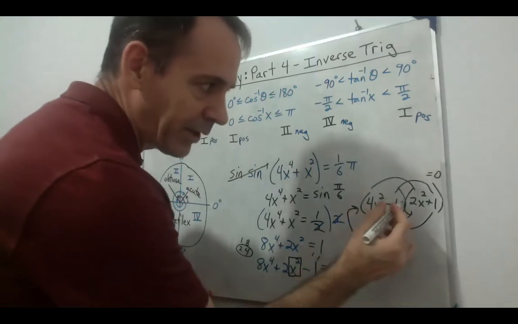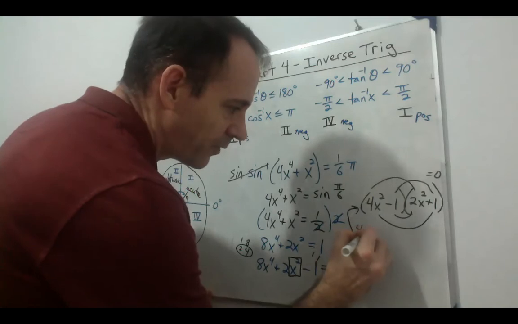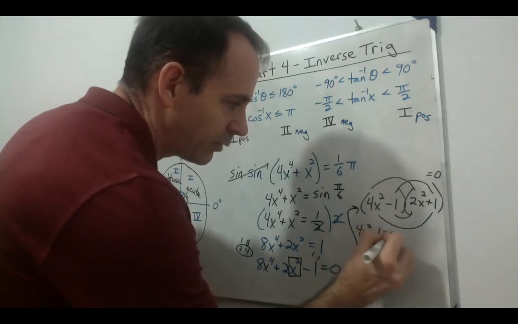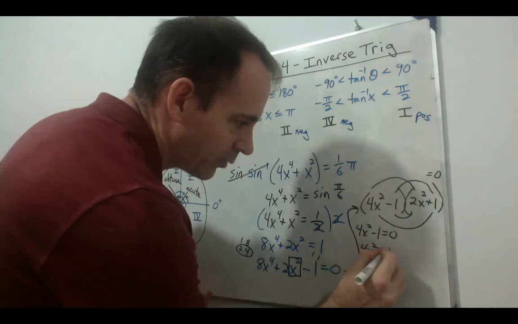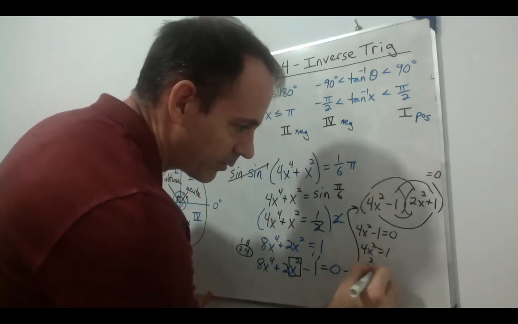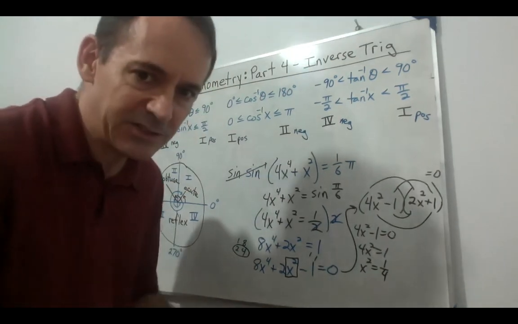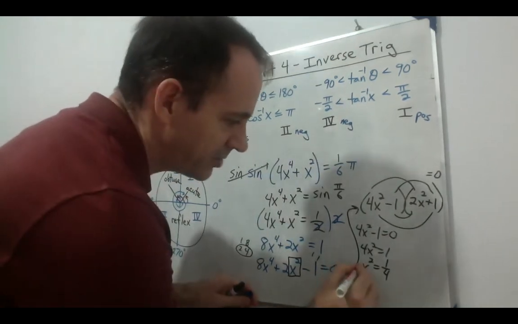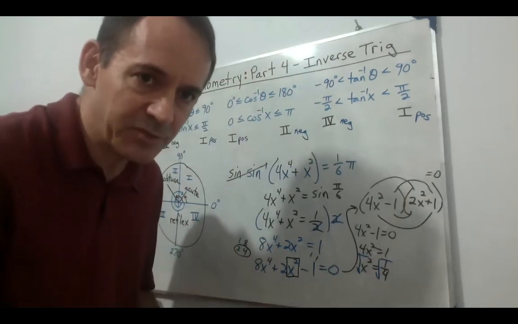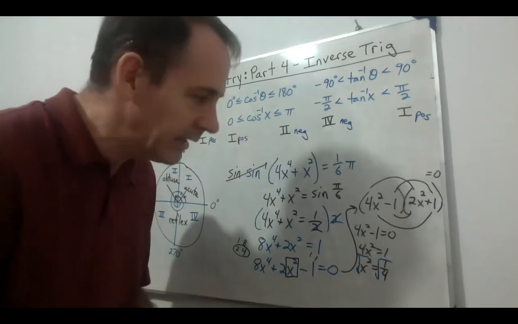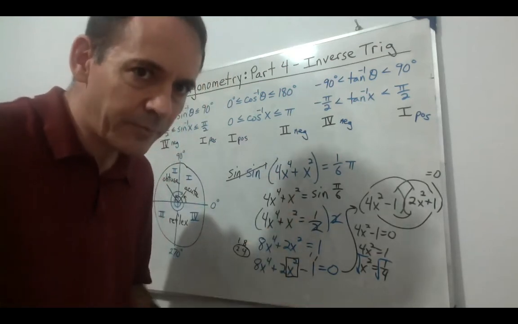Then our product to 0 property means that 4x squared minus 1 equals 0. 4x squared equals 1. x squared equals 1/4. And then when you square root both sides, don't forget that you have 2 roots. I won't take time to explain why there are 2 roots in a root, but actually trigonometry helps you.